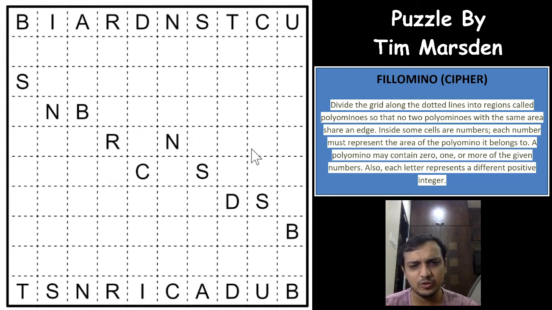So what is a cipher Fillomino? In this you don't have numbers given. Instead of numbers there are some letters given in the grid, and each letter represents a different positive integer, right? So you won't have fractions here, which means a B can be anything, 1, 2, 3, 4, till anything, right? So there are 10 different alphabets here if you see in the first row, right? All the different alphabets represent different numbers, and it is upon the solver to find what letter represents what number. So that is what a cipher Fillomino is, and with that we'll start solving this puzzle.